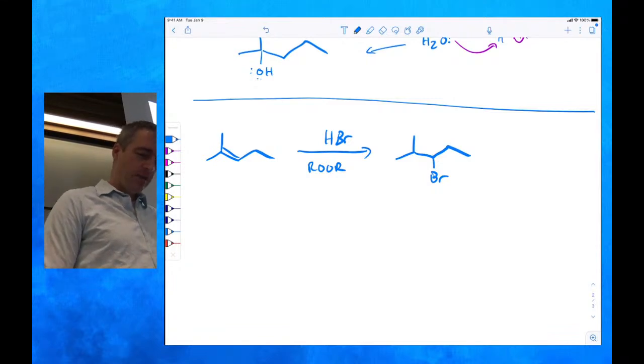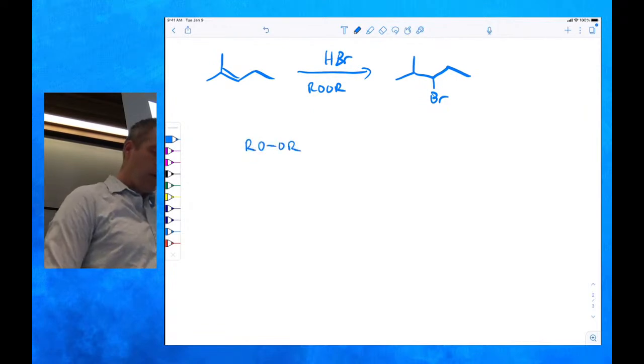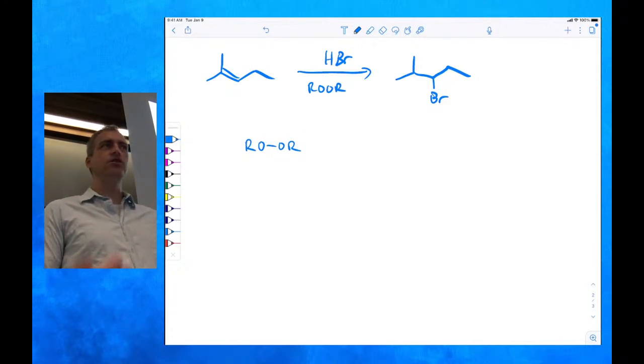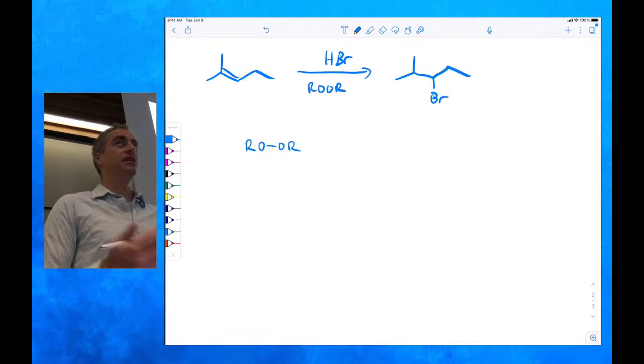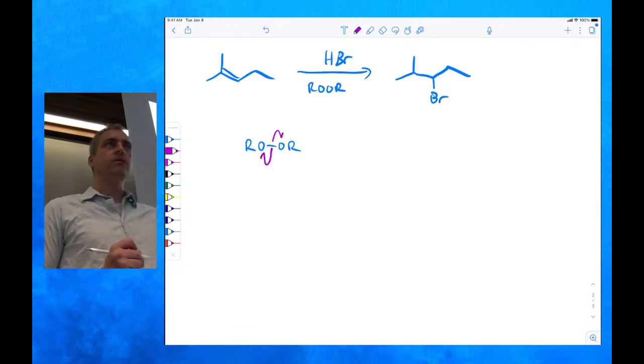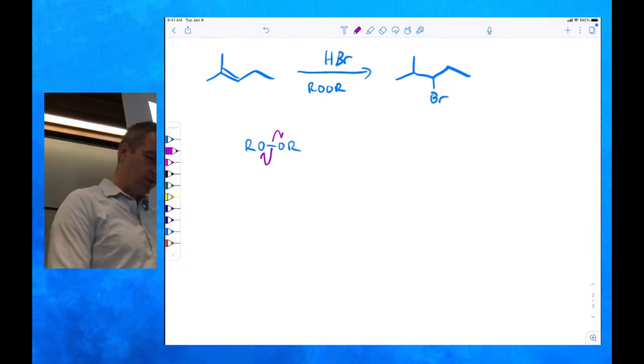And the mechanism for this we looked at in Unit 9. This starts with the peroxide, which we would call an initiator. It initiates the reaction in an initiation step. And so what we get is that bond breaks, homolysis, so one electron goes onto each oxygen.